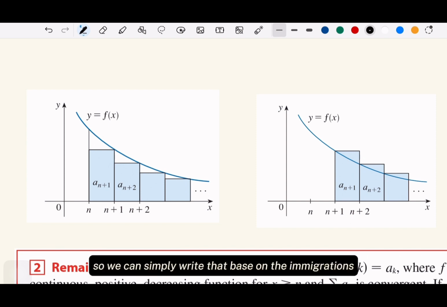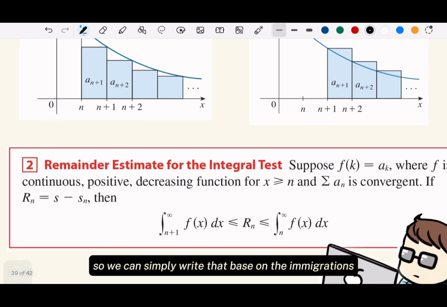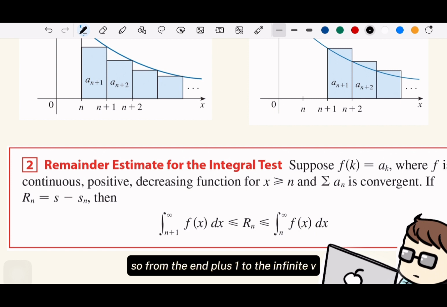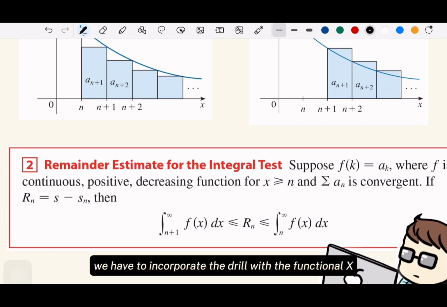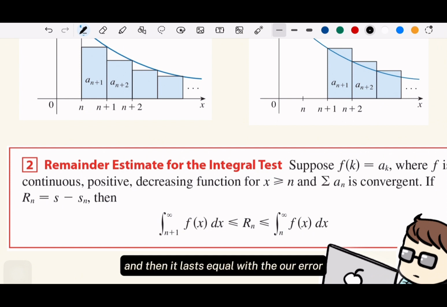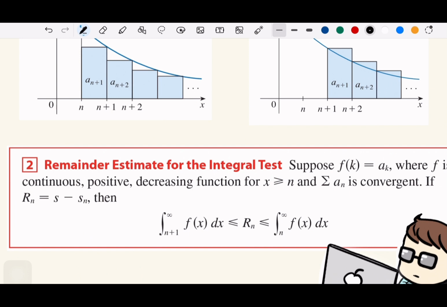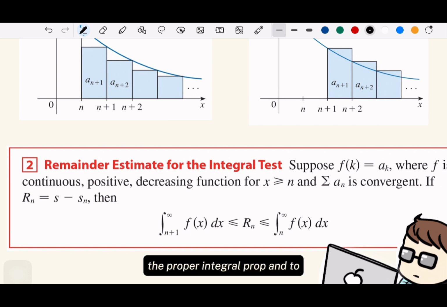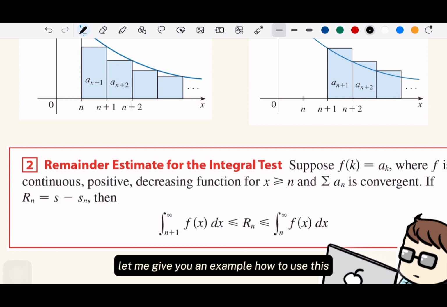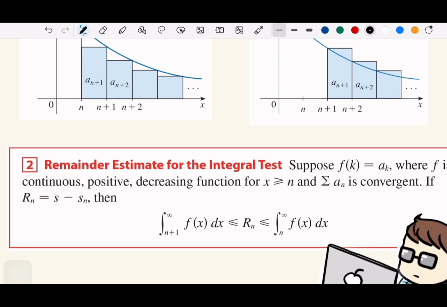So we can simply write that based on the integrals. From n plus 1 to infinity, we have the improper integral of the function of x, and that is less than or equal to our error, and our error is also less than or equal to the improper integral from n to infinity. Let me give you an example of how to use this conclusion.